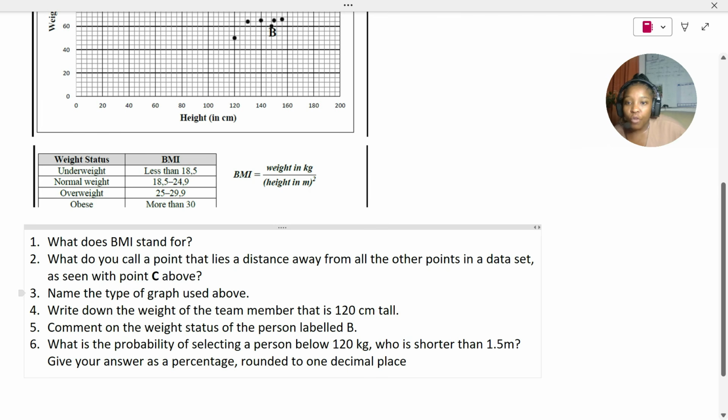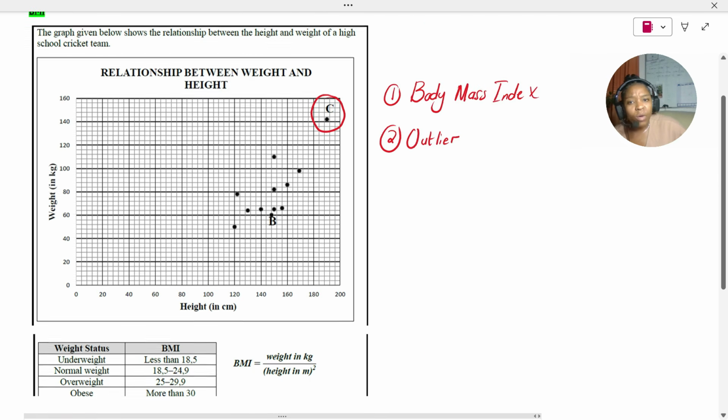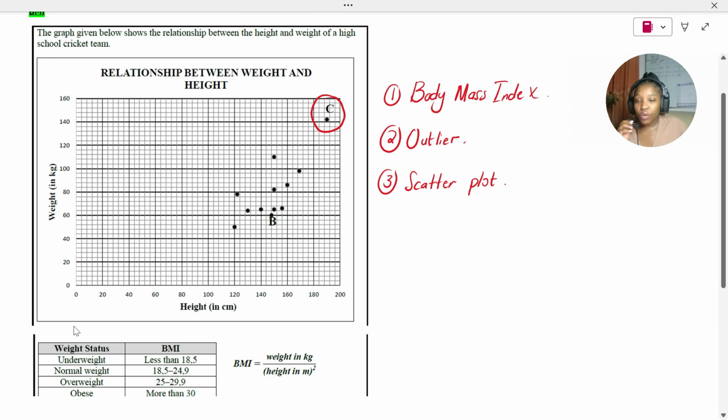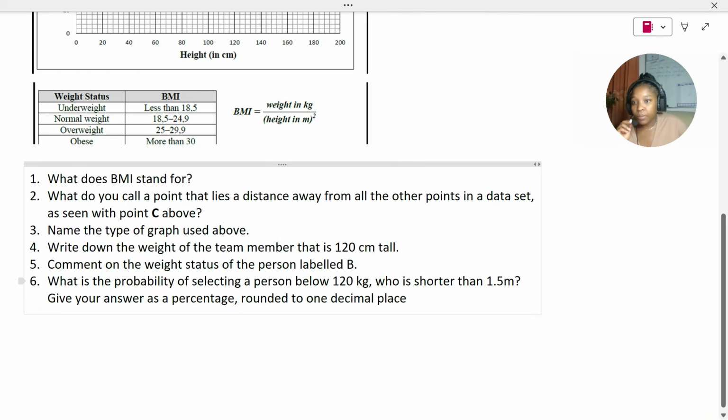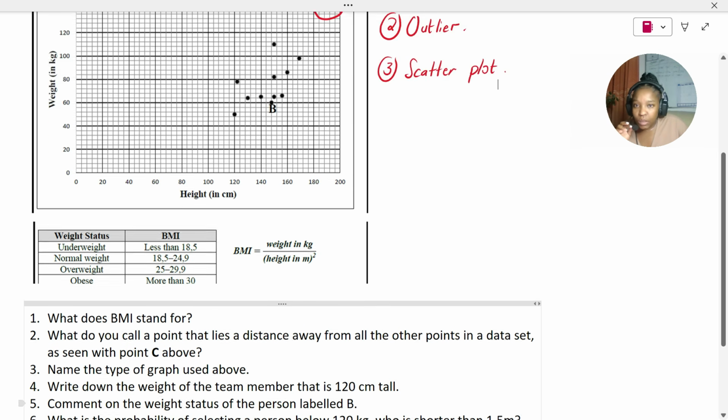Question 3. Name the type of graph that is used above. What type of graph is this? We mentioned that this is just a scatter. So the graph is a scatter plot.